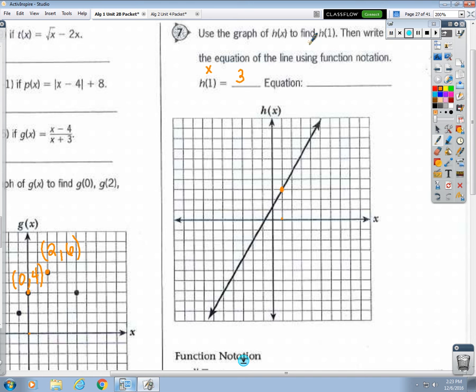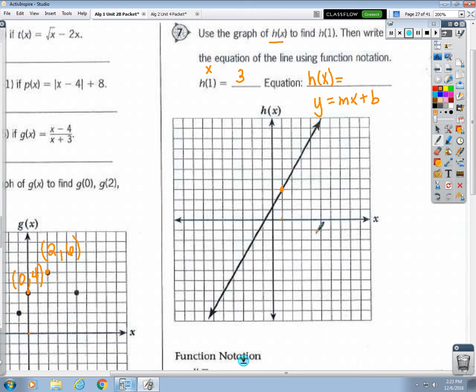Alright, now, they want you to write the equation of this line. Normally, we write equations of lines like this, right? But they want you to use function notation, which means change the y to h of x equals.